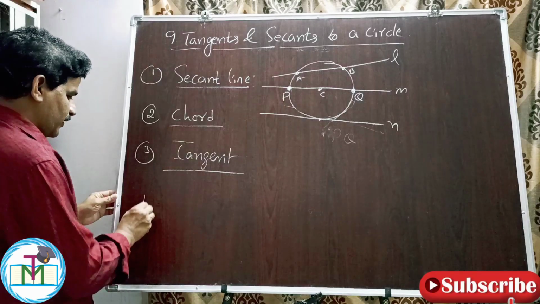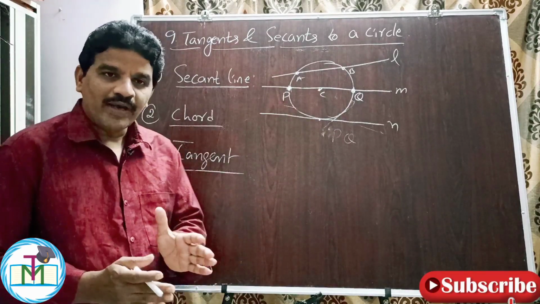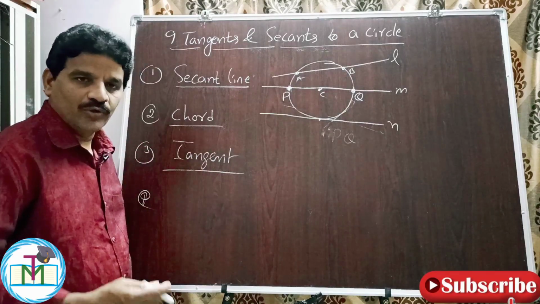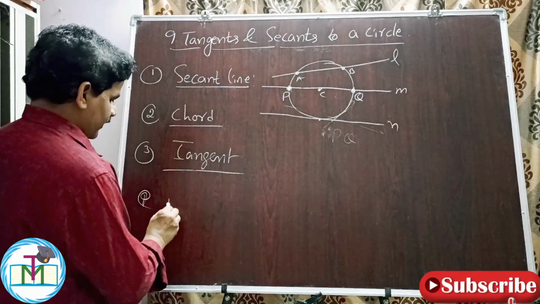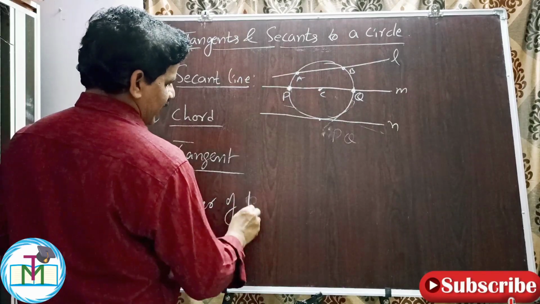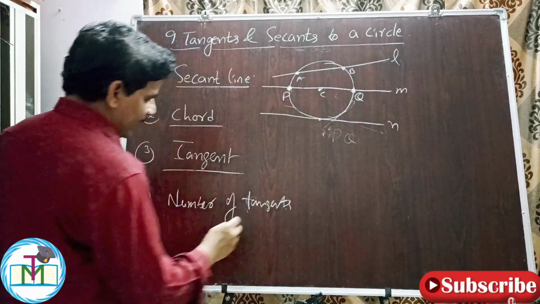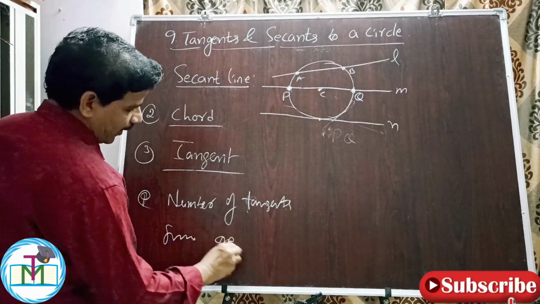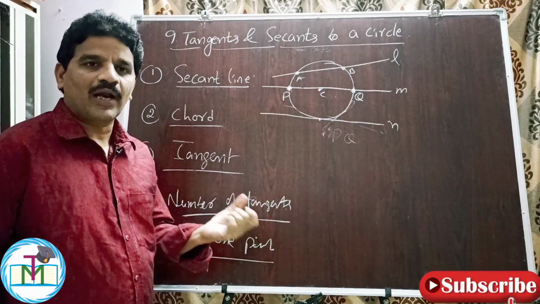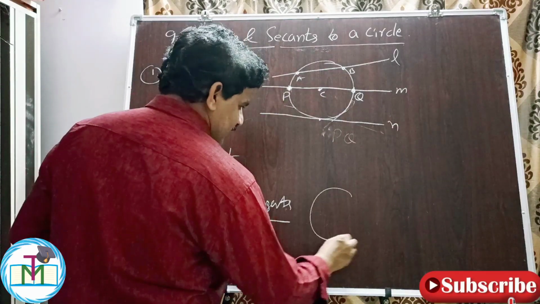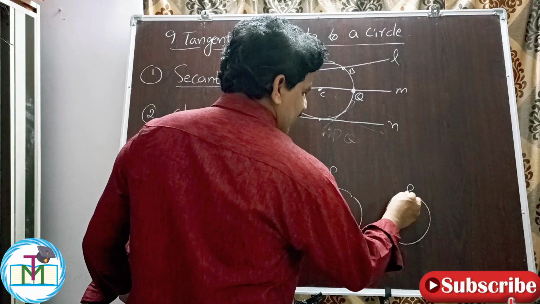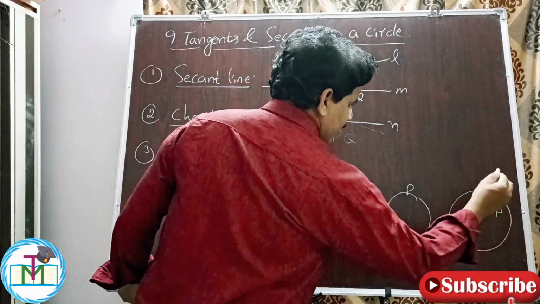Now the next point is, when a point is given, how many tangents can be drawn to the given circle. For example, I will show you 3 cases. Number of tangents from one point. When one point is given, how many tangents can be drawn to the circle? Let us see. Here this is a circle, the point is outside the circle. This is a circle, the point lies on the circle. This is a circle, the point lies inside the circle.